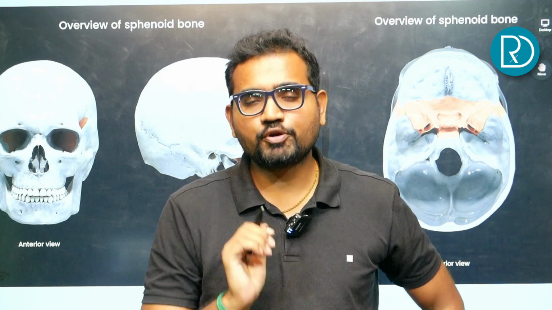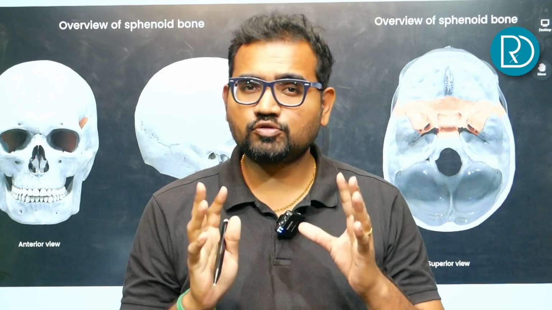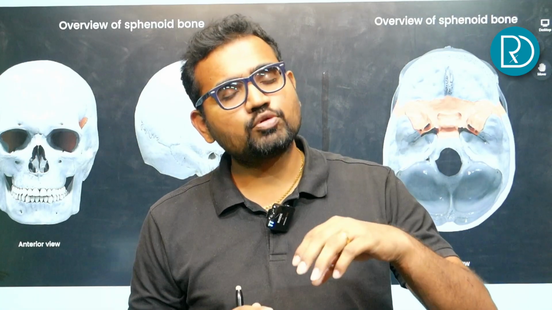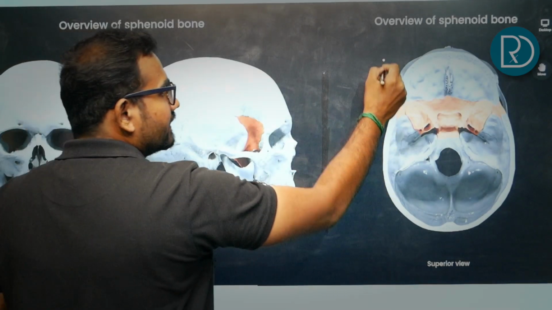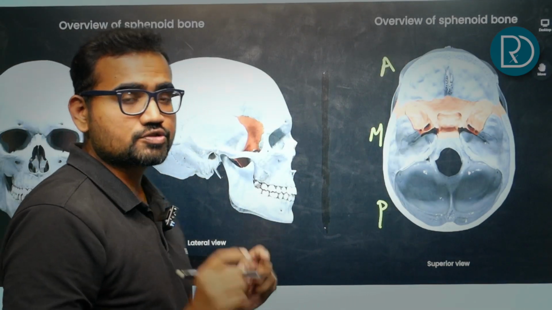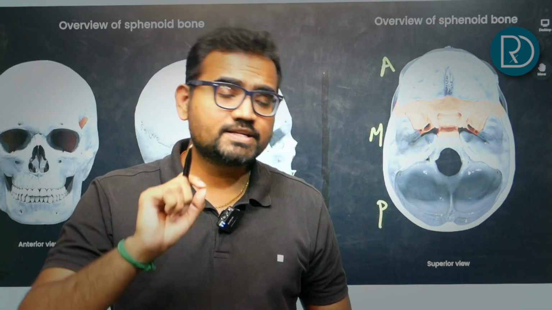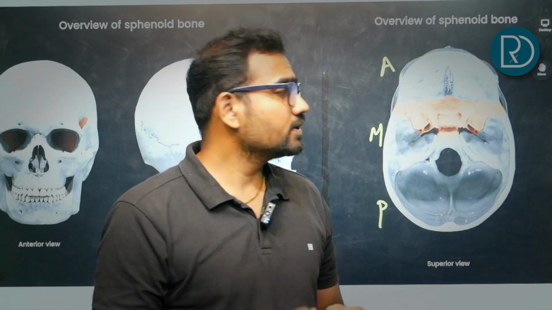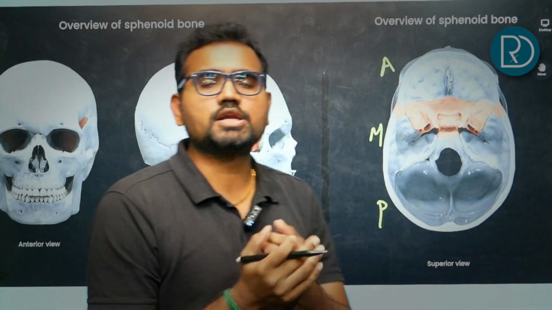Let's talk about the sphenoid bone. The sphenoid bone is a very important keystone bone of the skull because it is located in the middle cranial fossa. We have the anterior cranial fossa, the middle cranial fossa, and the posterior cranial fossa. The sphenoid bone is situated in the middle cranial fossa, and it is one of the keystone bones of the skull because it articulates with almost all the other skull bones.